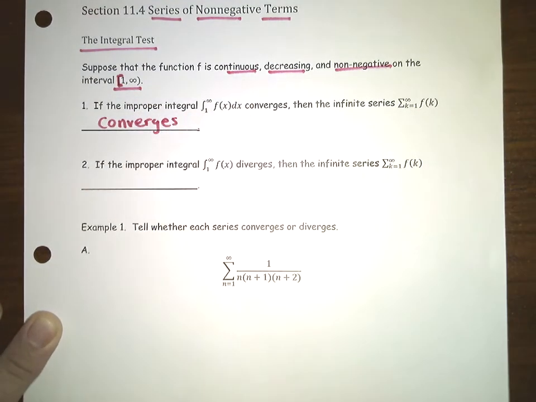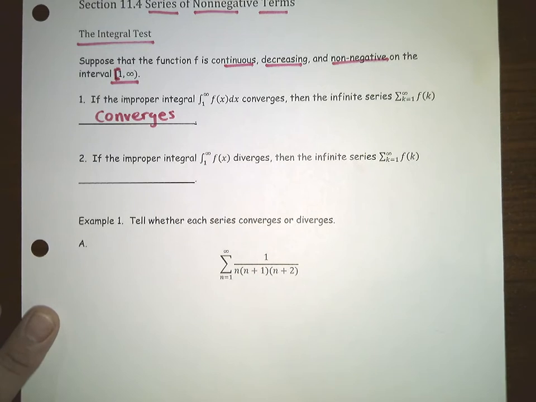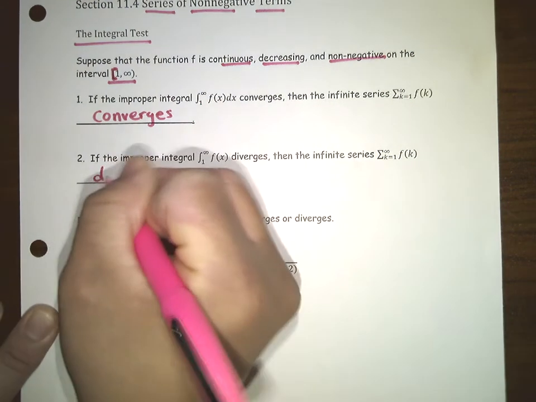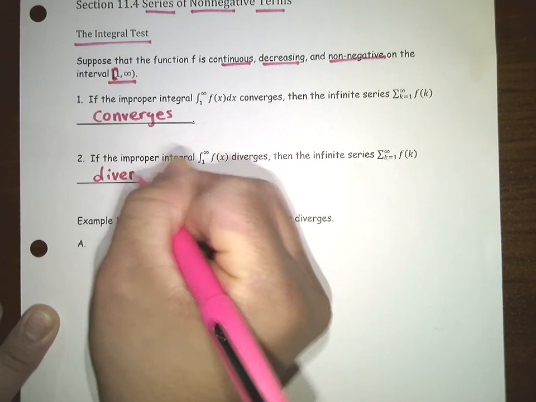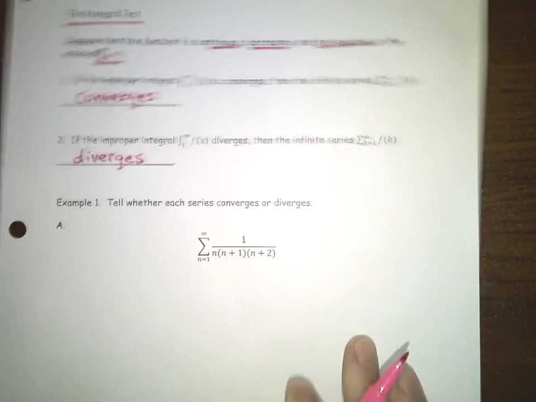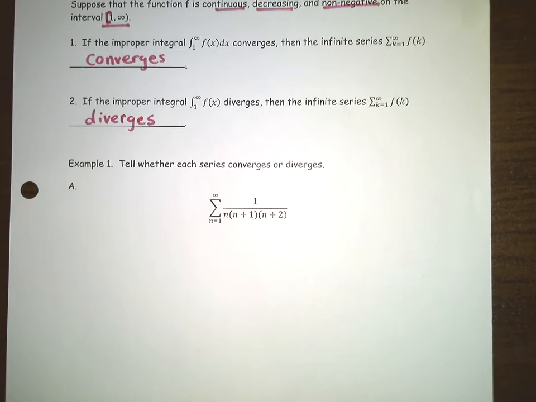And if the improper integral from 1 to infinity of f of x diverges, then the infinite series sum k equals 1 to infinity of f of k will diverge. All right, so now let's tell whether each series converges or diverges.